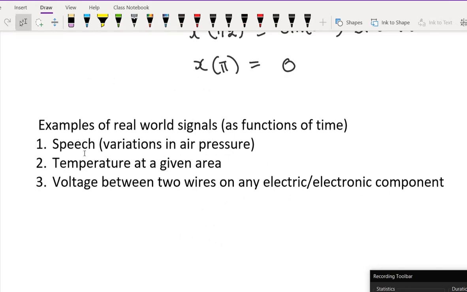Note that all these examples are functions of time. So first example is speech. Let's say you want to record somebody's speech or sound signals. These are basically variations in pressure as function of time. You can talk about temperature at a given area or voltage between two wires on an electronic or electric component. And I'm sure you can think of many examples like that. So anywhere you're measuring a physical phenomenon which is changing continuously as a function of time and the time is changing continuously, that's a continuous time signal.